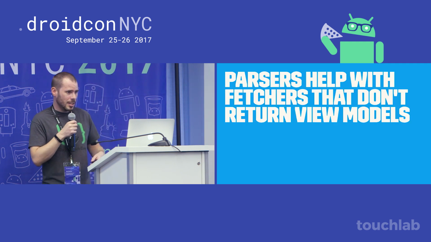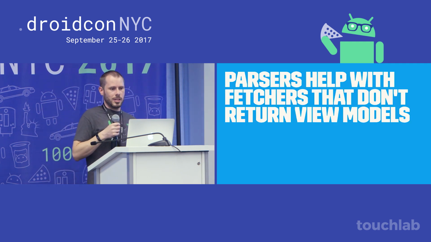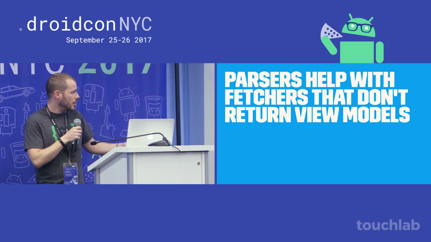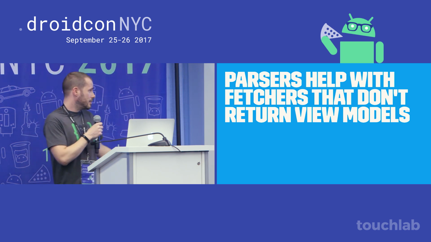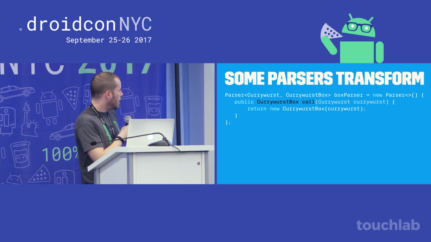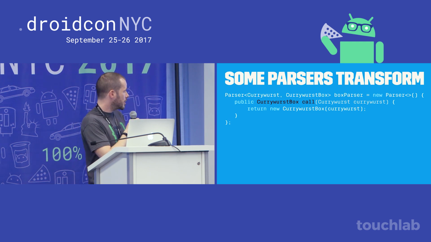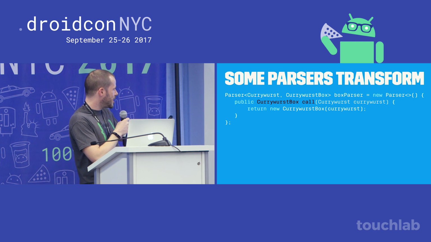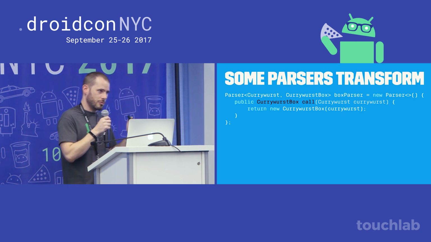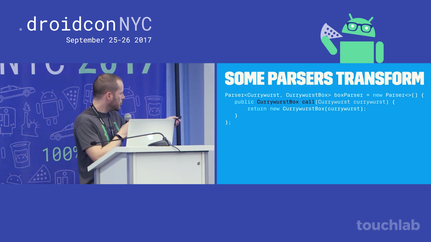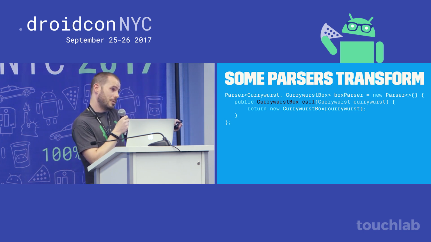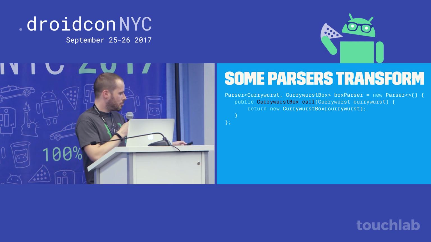And as I mentioned earlier, parsers. Parsers help translate your data, because a lot of times the data we get back from these endpoints isn't in the shape or form that we want to pass up to the UI layer, and that's where the parsing comes in. It gives us the ability to translate the data. And the same here, as mentioned, you just have to implement the interface. So here we are taking a currywurst and putting it in a box, maybe for a delivery. This is a really basic example. We're just wrapping the currywurst in a currywurst box. It's a very simplistic parser example.